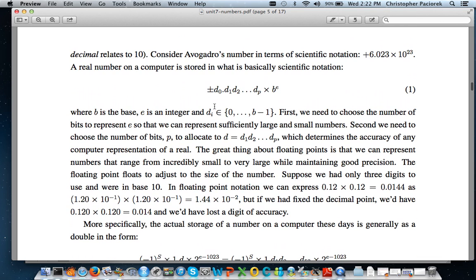So basically, the way that numbers are stored on a computer is in scientific notation. It looks something like this. We have some digits after the decimal place, and we take some base and raise that to some power. You could think of this as base 10 if the b were 10. What we're going to be doing is thinking about base 2, because we're working on a computer, and we're going to be thinking about bits.